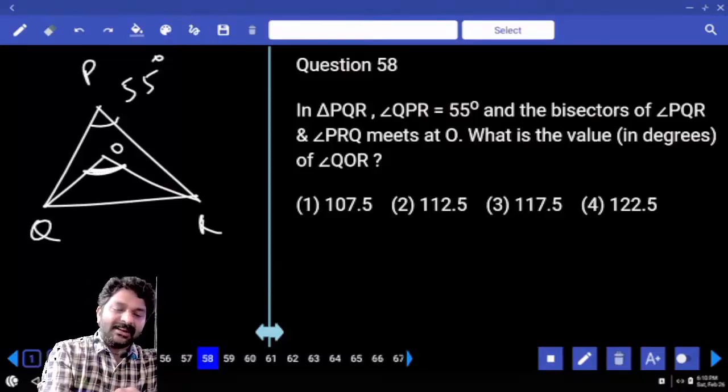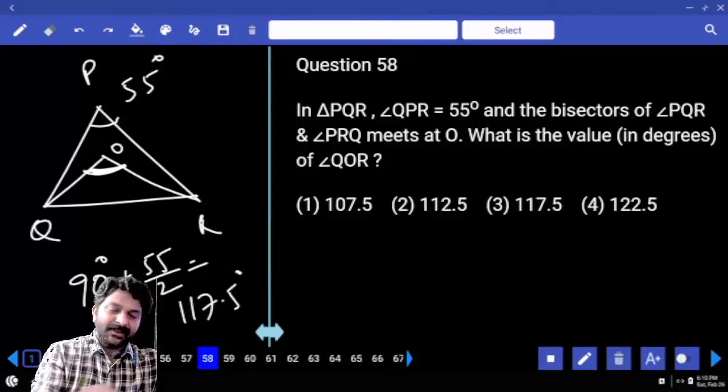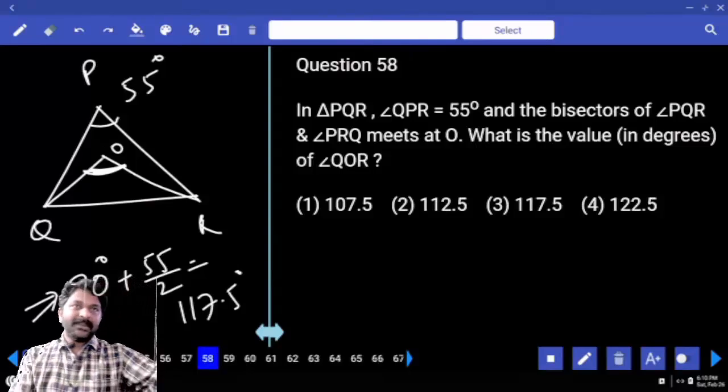So now we can treat this as 90 degrees plus half of 55 degrees. That is equal to, how much is that? 27 and a half, which is 117.5 degrees. If you don't remember this formula, still you can do it.